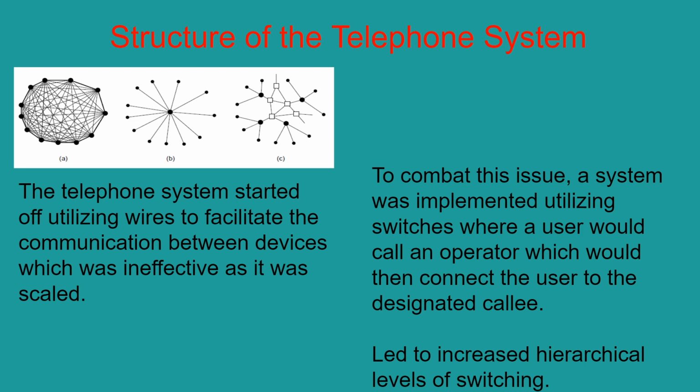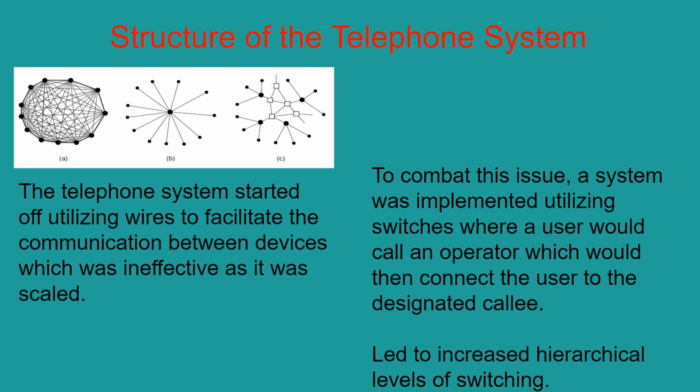This problem was only solved on a small scale, so a new problem arose when users wanted to call others from longer distances. To solve this, second level switching offices were created to connect lower level switching offices to each other. So if you want to call someone from another city or another state, you'd call an operator, which then connects you to another operator, which connects you to an operator of the nearby location of whoever the designated callee is.